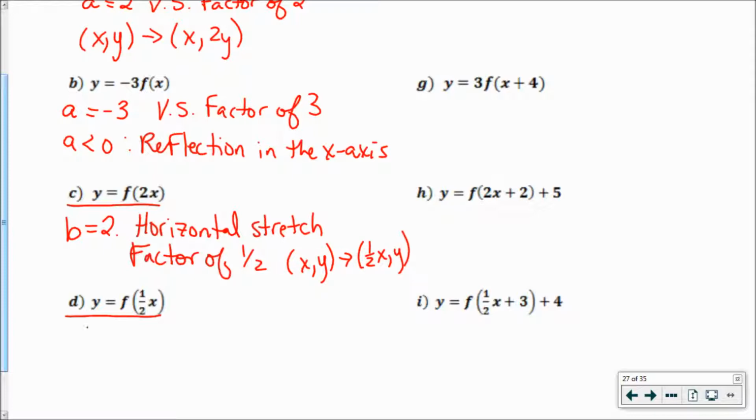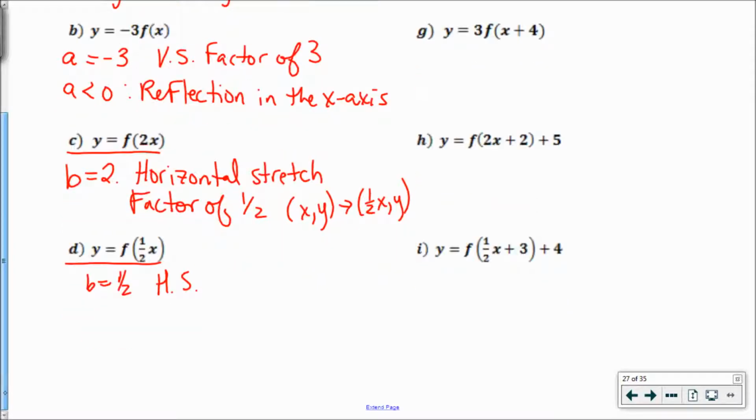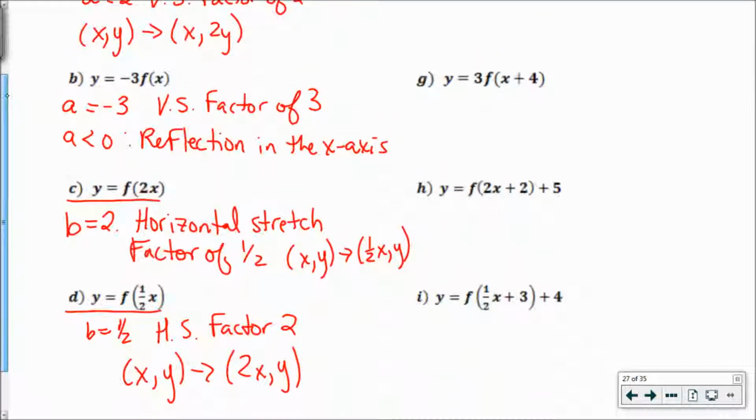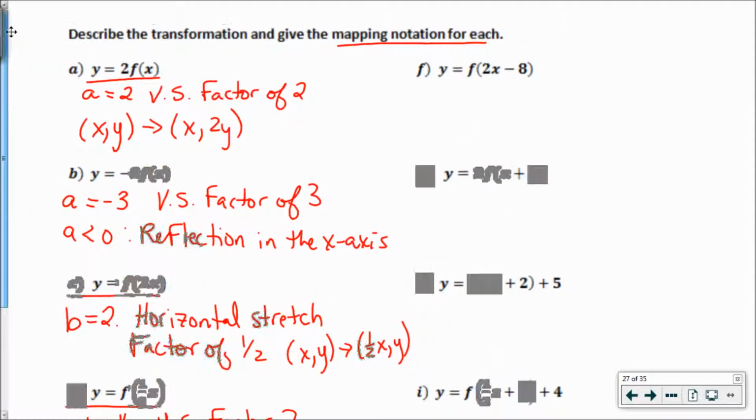And in exercise D, you can see that b is 1/2. So again, that's a horizontal stretch by a factor now of 1 over 1/2, or 2. So I'm going to have (x, y) become (2x, y). And so those are fairly easy. You should remember that stuff from previous lessons. I think exercise E got cut off. Maybe it's on the next screen. So anyways, we'll look over here at exercise F.